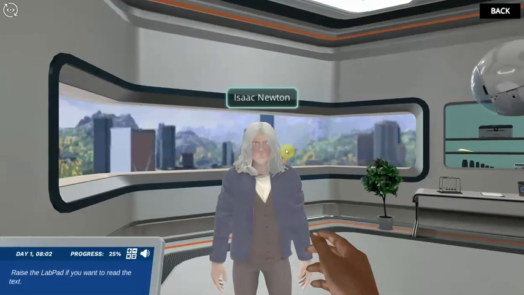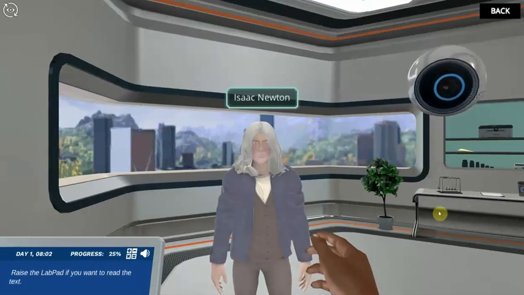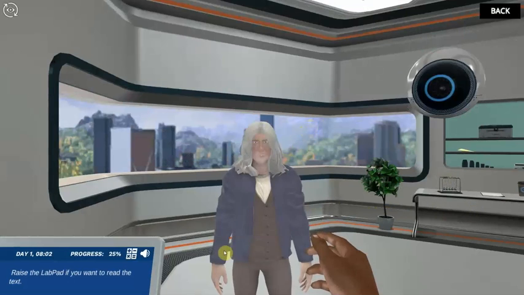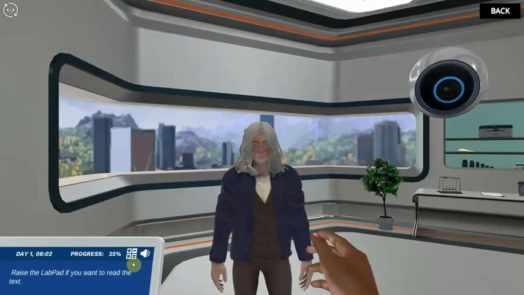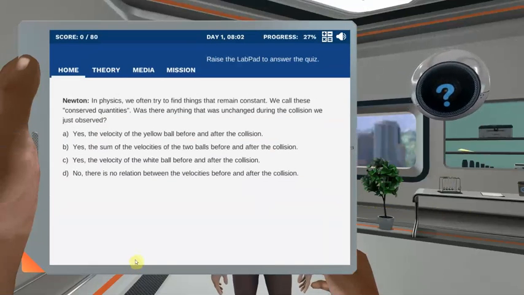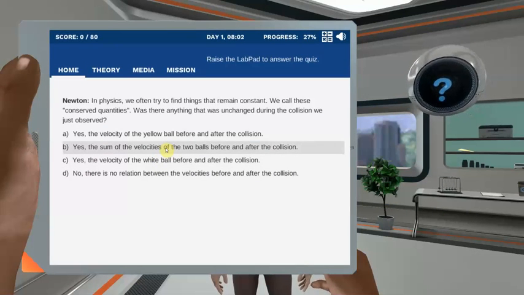That's very curious. Before the collision, the white ball was moving, while the yellow one was at rest on the table. After the collision, it's like they exchanged velocities. In physics, we often try to find things that remain constant. We call these conserved quantities. Was there anything that was unchanged during the collision we just observed?